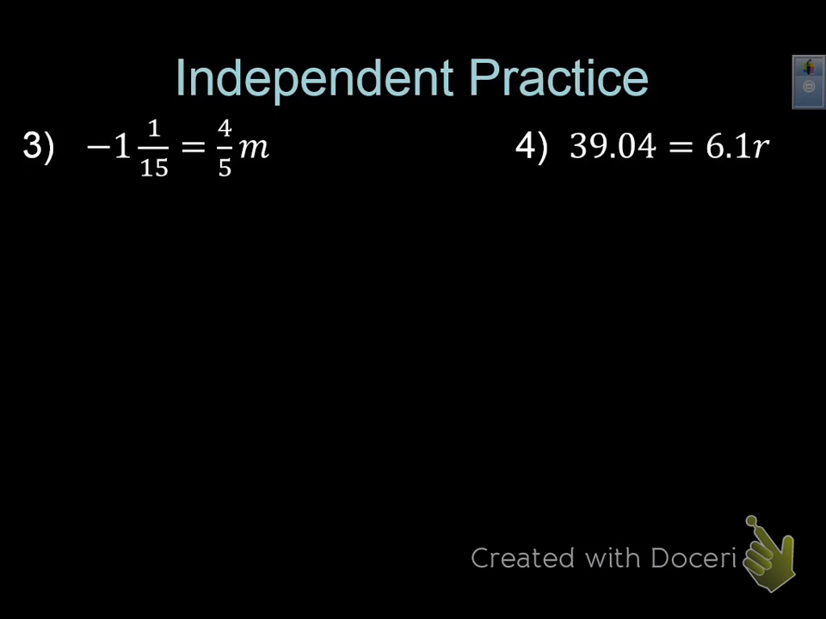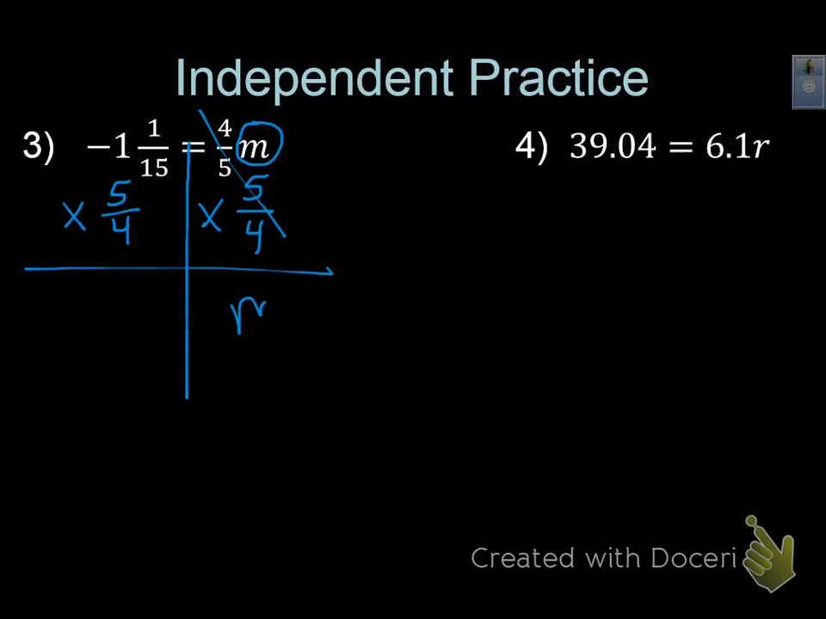Numbers 3 and 4. Isolate that variable, split my problem in half. I see 4/5 is being multiplied by m, so I am going to multiply by the reciprocal on both sides. The right side it cancels and I have m left over.